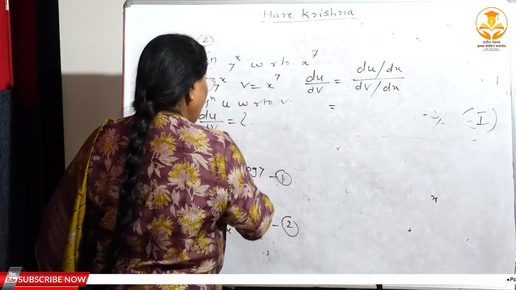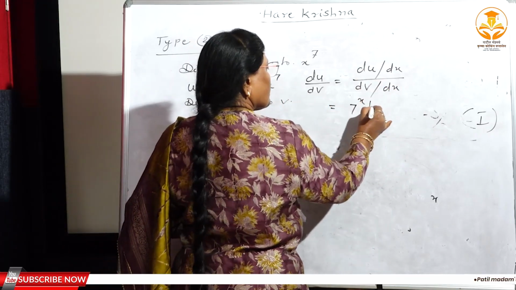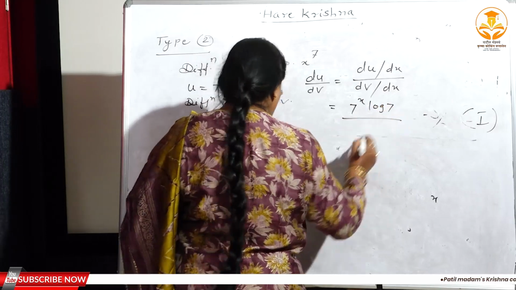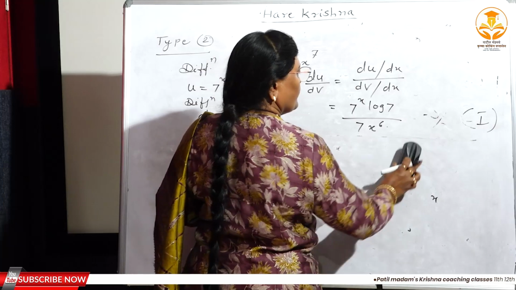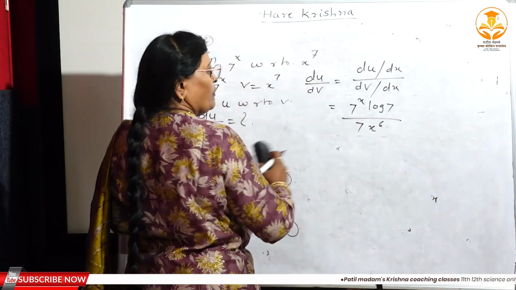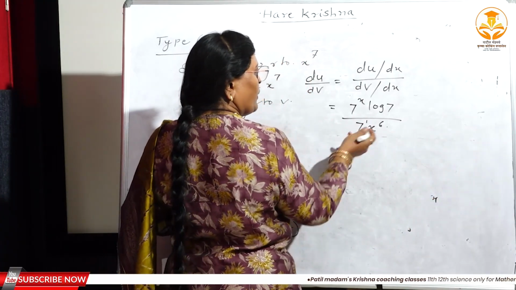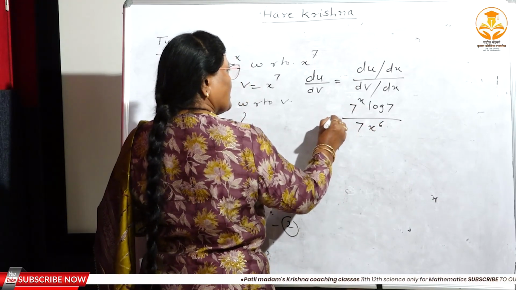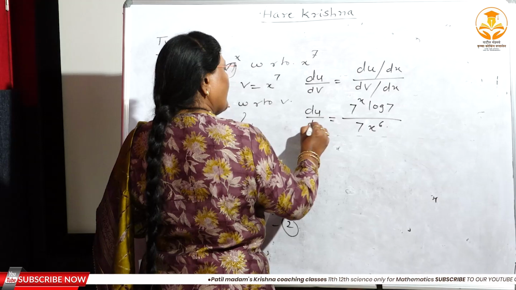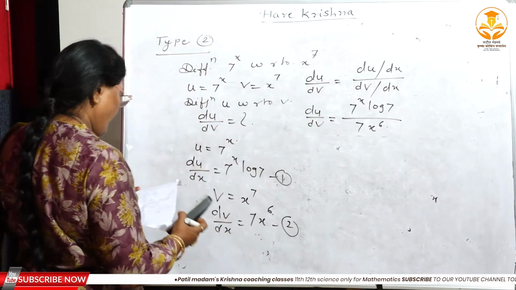What is du by dx? That is 7 raised to x log 7. And here again, 7x to the power 6. We can write 7 to the power x minus 1 also, or write it as it is, that is du divided by dv. This is the second type of example.